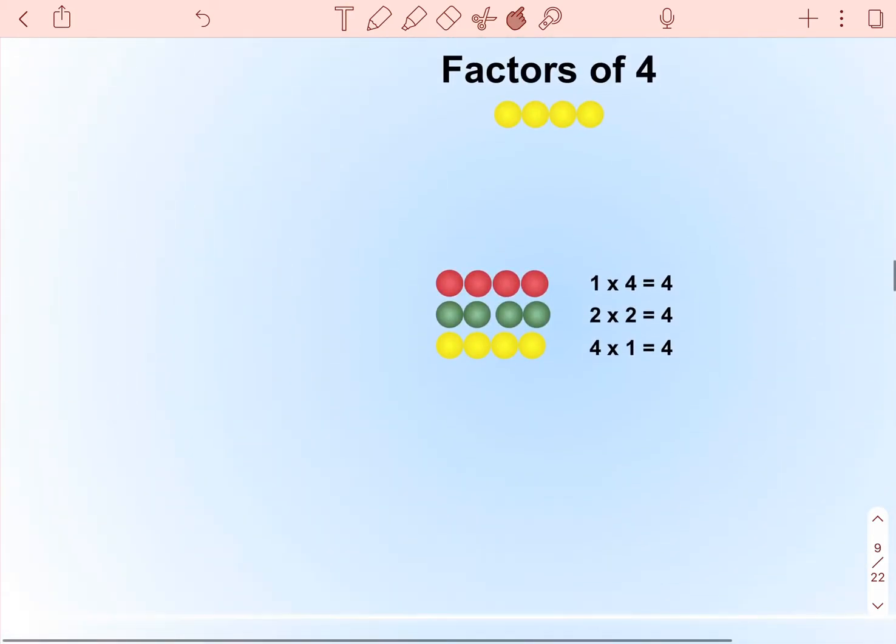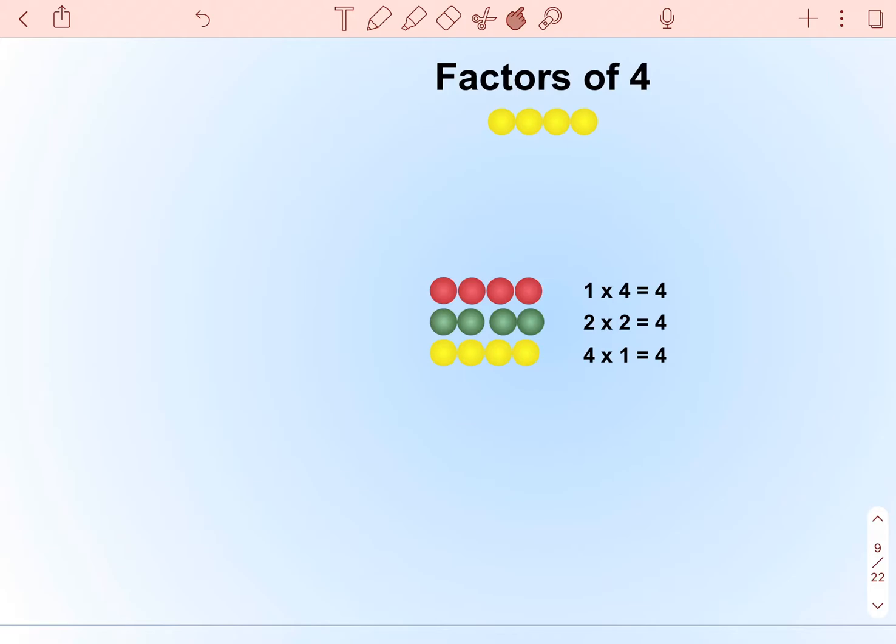These are factors. I'm just going to walk briefly through the factors of 1 through 10, just to make it real clear what this looks like. So how can we make the number 4? There's a few ways. We can multiply 1 times 4.